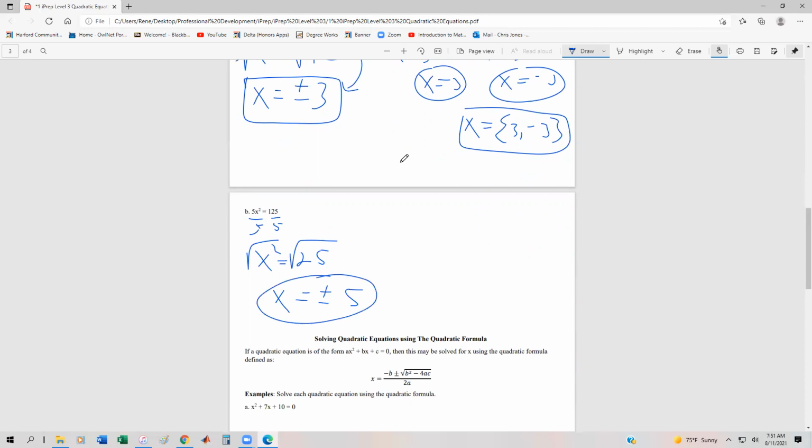Again, we could factor this if we were to take the 25 on the left-hand side, but this is much faster. In our next video, we're going to go ahead and use our final method of being able to solve quadratics, which is going to be the quadratic formula.